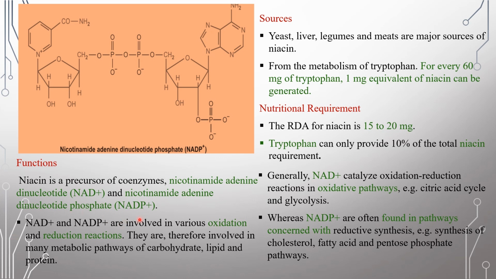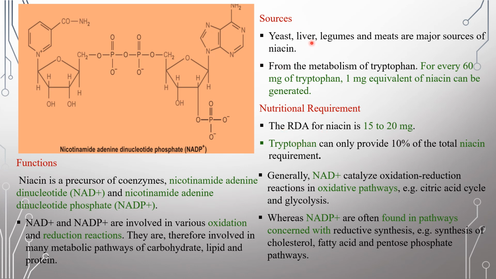So niacin is a precursor of the coenzymes nicotinamide adenine dinucleotide and nicotinamide adenine dinucleotide phosphate, NAD plus and NADP plus. Keep this in mind. These are involved in various oxidation reduction reactions, and therefore they are involved in many metabolic pathways of carbohydrates, lipids, and protein. They act as coenzymes for various enzymes.